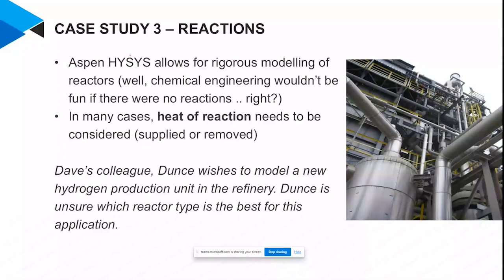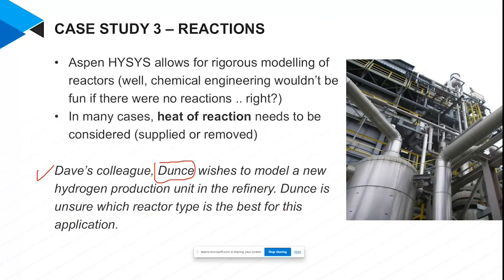Alright, so Dave has another friend today whose name is Duns. So if you are a bit perceptive, you realize that there's a theme in naming Dave's colleagues. Right? So Dave's colleague Duns today wishes to model a new hydrogen production unit. Because apparently this refinery has a hydrogen demand. There are some customers who buy hydrogen or something. But Duns is not sure which reactor type is the best for this application.